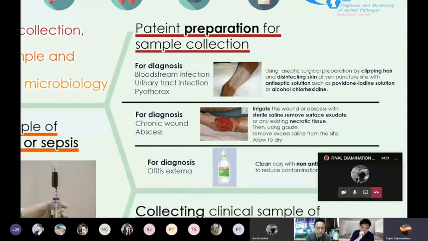For diagnosing chronic wound abscess and otitis externa, both cases use non-antiseptic solution to clean the area that we choose to collect sample. In the chronic wound abscess case, the performer should irrigate the wound or abscess with sterile saline in order to remove surface exudate or any remaining necrotic tissue. Then, use gauze to remove excess saline from the site. After that, allow the site to dry or wipe dry with sterile gauze pad. And in the case of otitis externa, clean the ear canal with non-antiseptic solutions such as normal saline to reduce contamination before collecting sample.